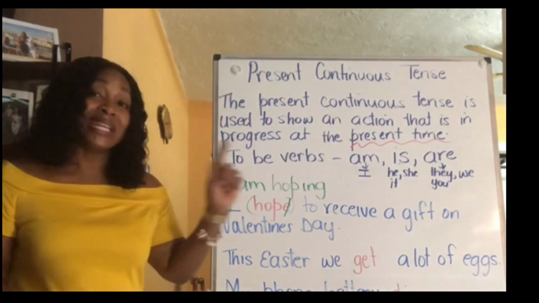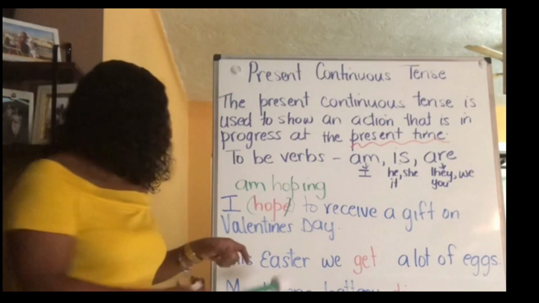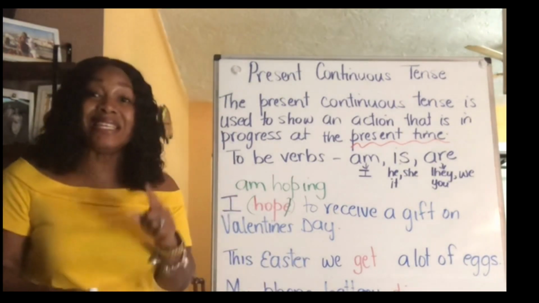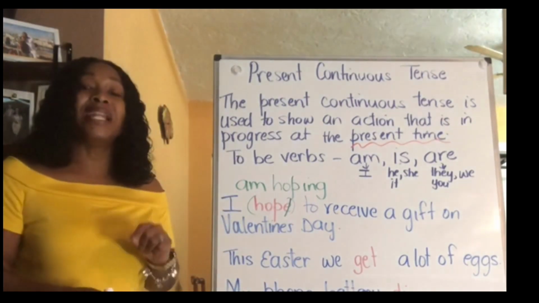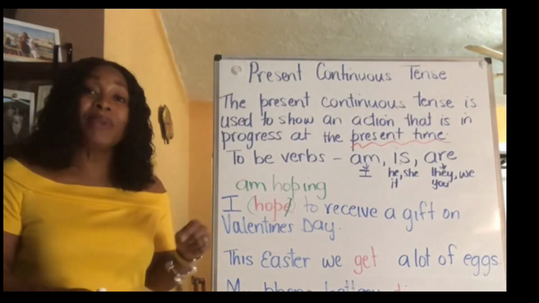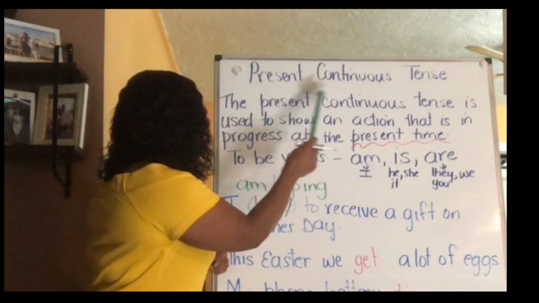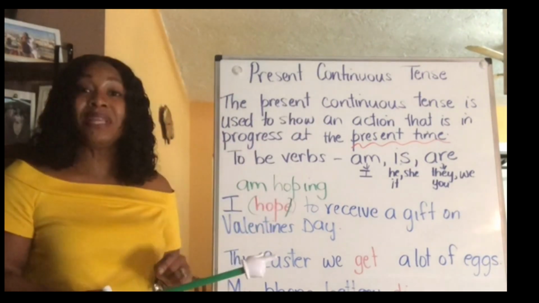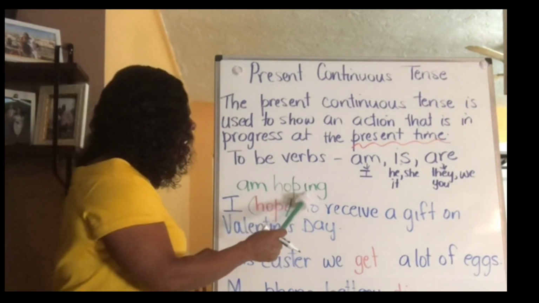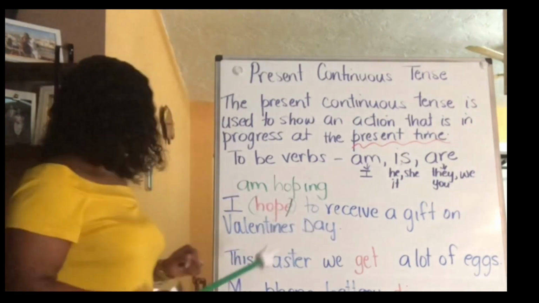So when we were looking at past tense, we were dropping the E, then adding ED. When we're looking at present tense, we were dropping the E and adding ES. Now we're looking at present continuous, we're dropping the E and add ing.